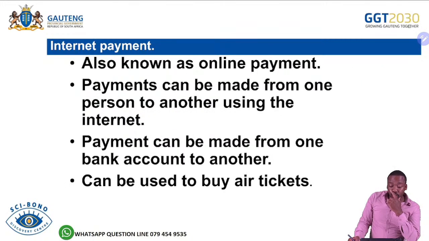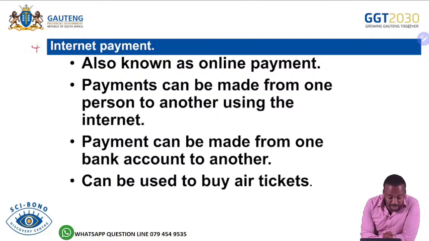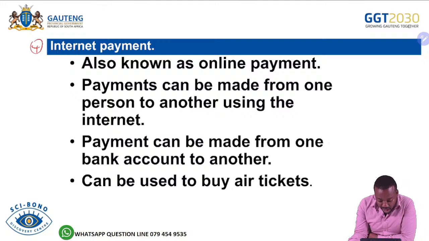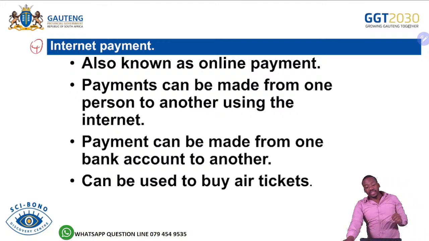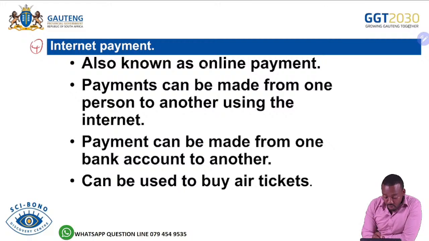Right. Then we move to internet payment, which is payment method number 4. So we've got internet payment, also known as online payment. This one we are saying payments can be made from one person to another using what? The internet. Payments can be made from one bank account to another, and in the tourism context, you can do this to buy what?